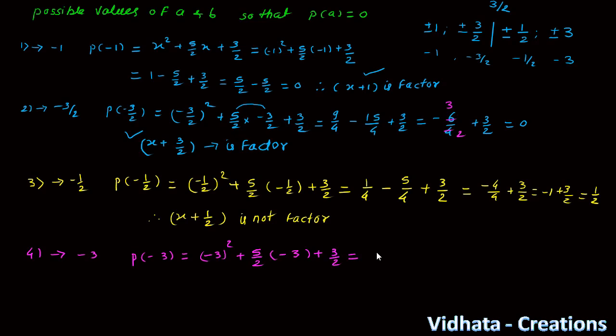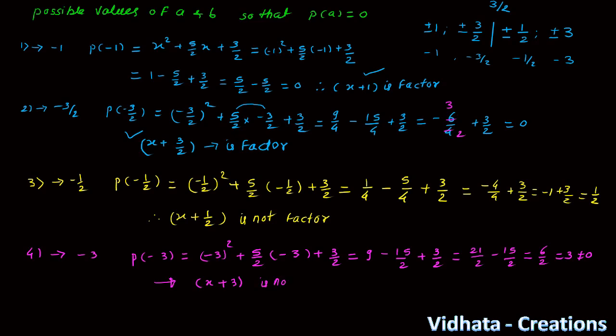When you put it in the polynomial, here you will get minus 3 square, 9. Here plus, minus minus, 5 times 3 is 15 upon 2, and here plus 3 by 2. So here you will get 9 into 2 is 18, 18 plus 3, 21. 21 upon 2 minus 15 upon 2. You can get it as 21 minus 15, 6 by 2, which is equal to 3 and is not equal to 0. Therefore, you can say that x plus 3 is also not a factor.